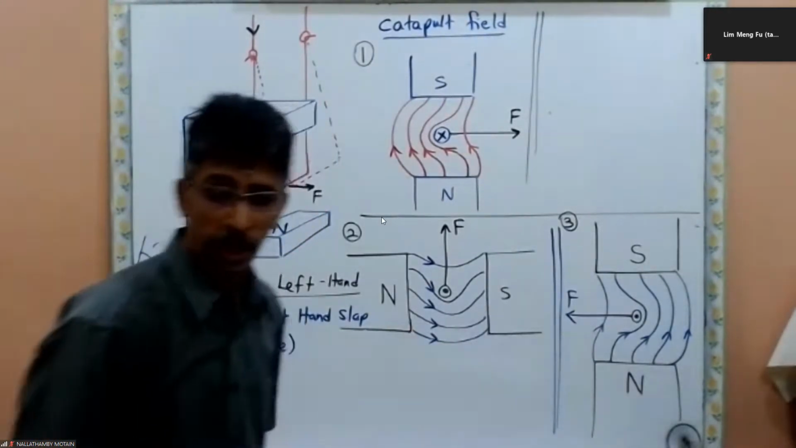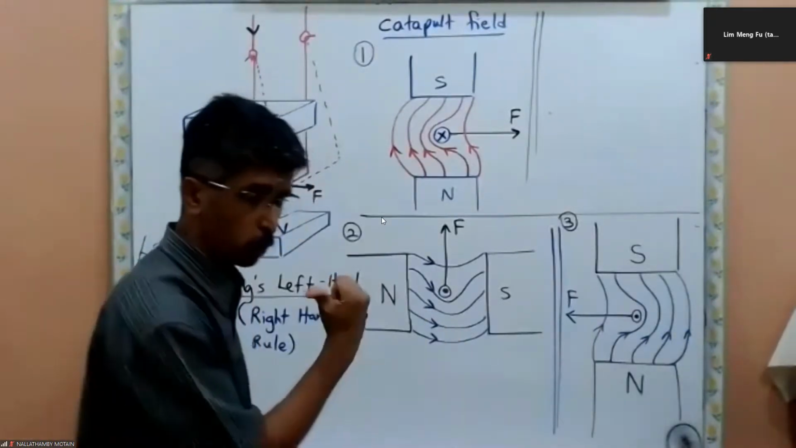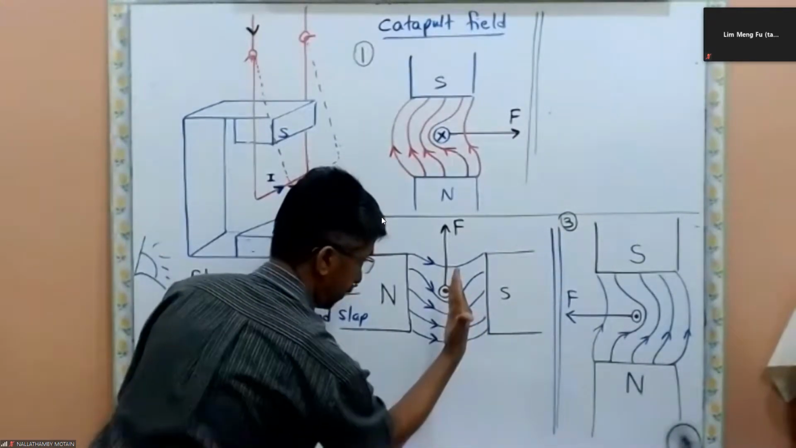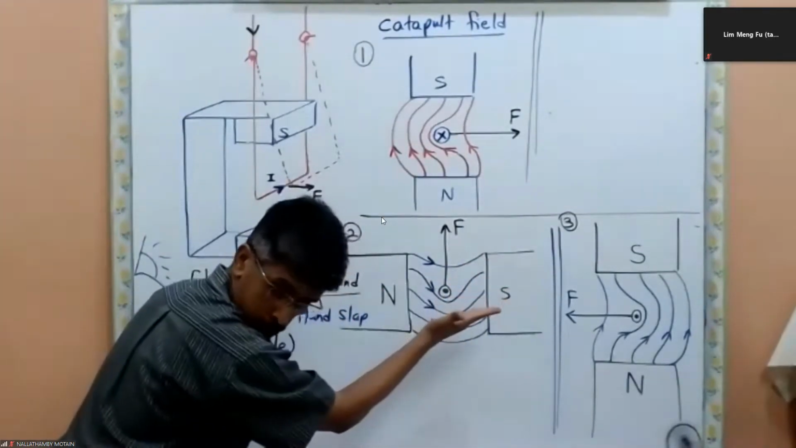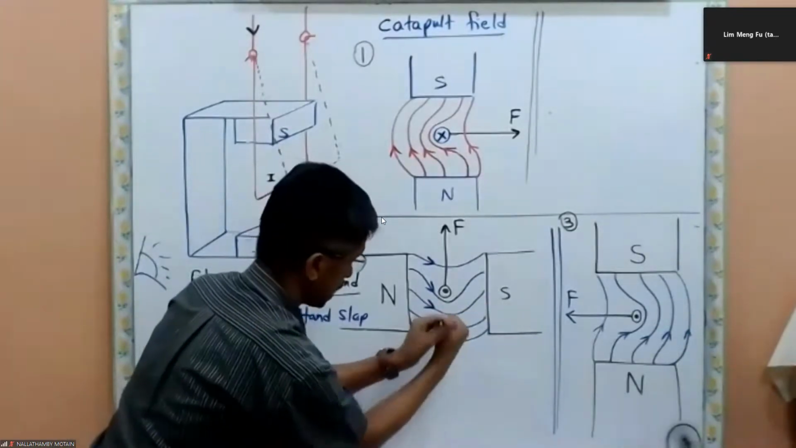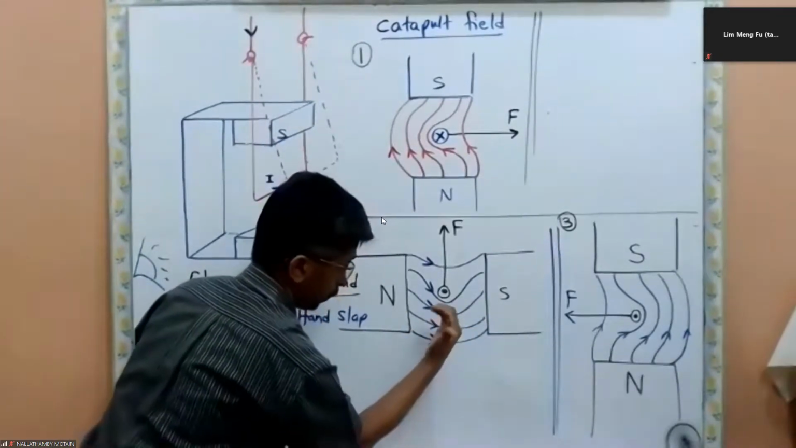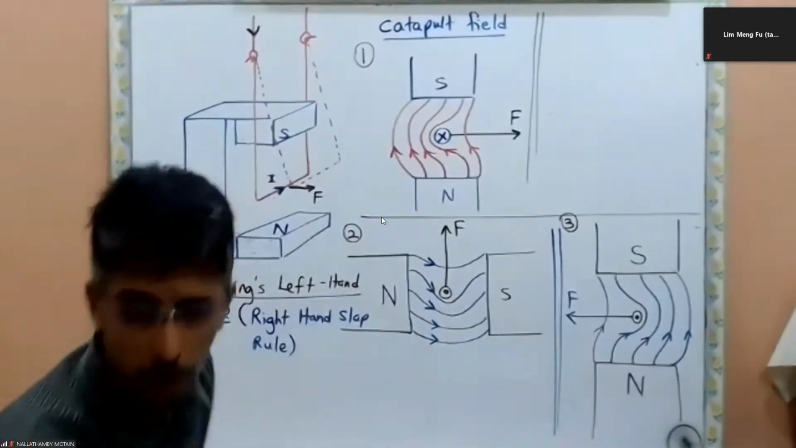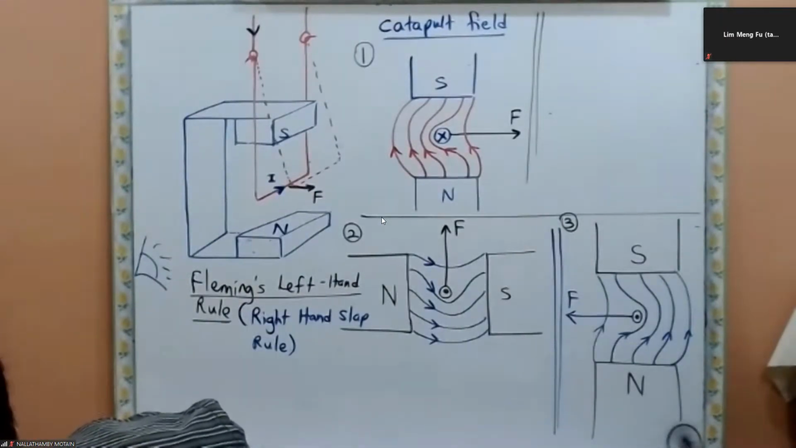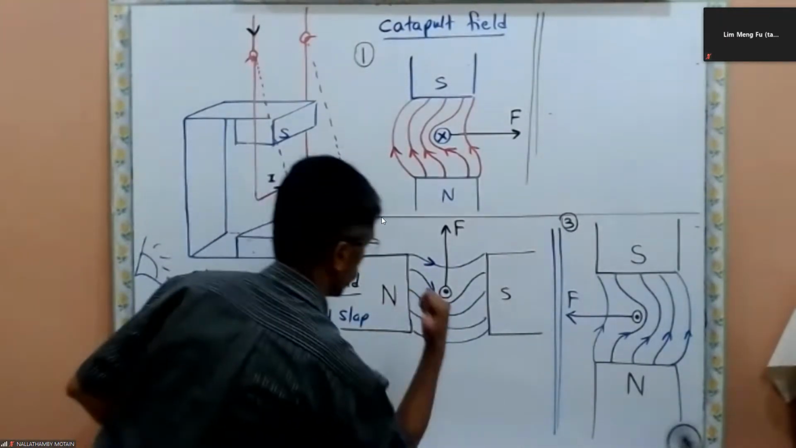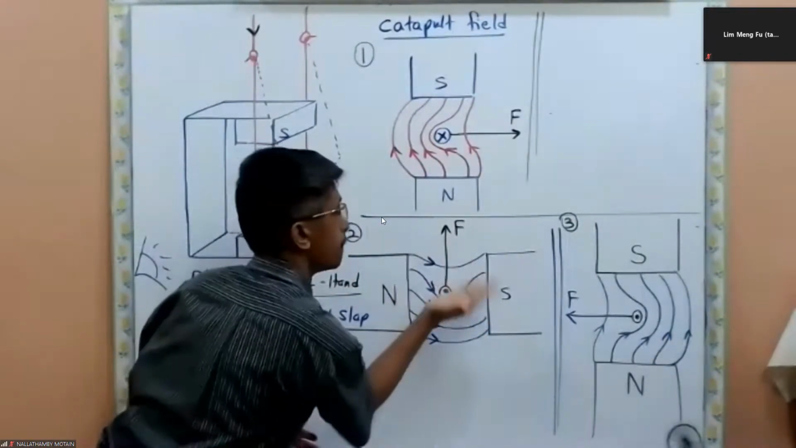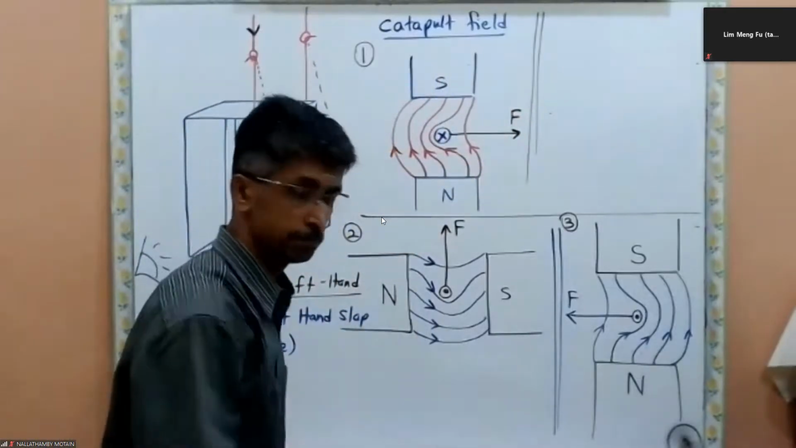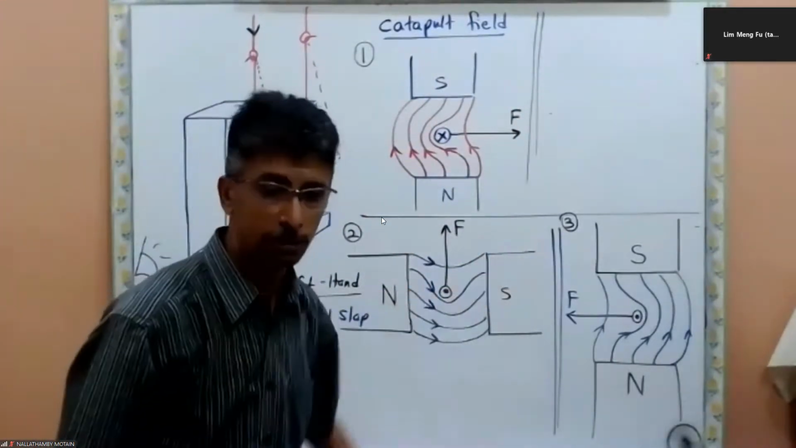For the second one, where is the current? Current outward, so the thumb must be outward. Then the four fingers point to the south. So I repeat, current outward, magnetic field to the south. Then if you slap, where does it go? It goes upward. Okay, clear.